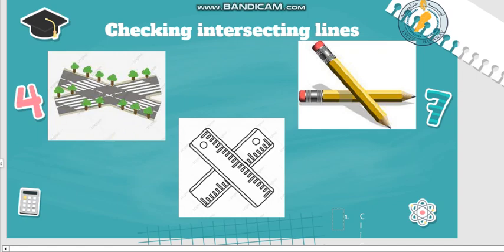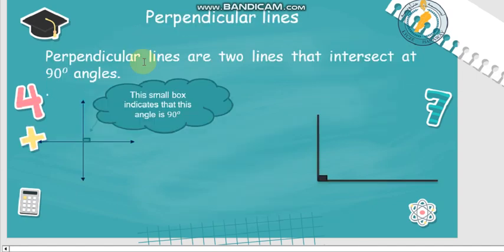Now we are going to talk about the perpendicular lines. Perpendicular lines are two lines that intersect at a 90 degrees angle. What does this mean? It means that when we have two lines that intersect with each other and make a right angle, you see the small box here indicates that this angle is right, or it's 90 degrees. When we have two lines that intersect with each other and make a 90 degrees angle or a right angle, we call them perpendicular lines.